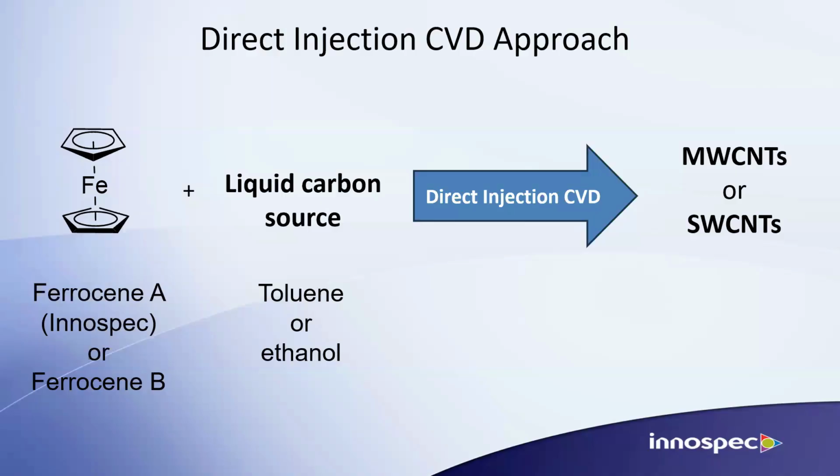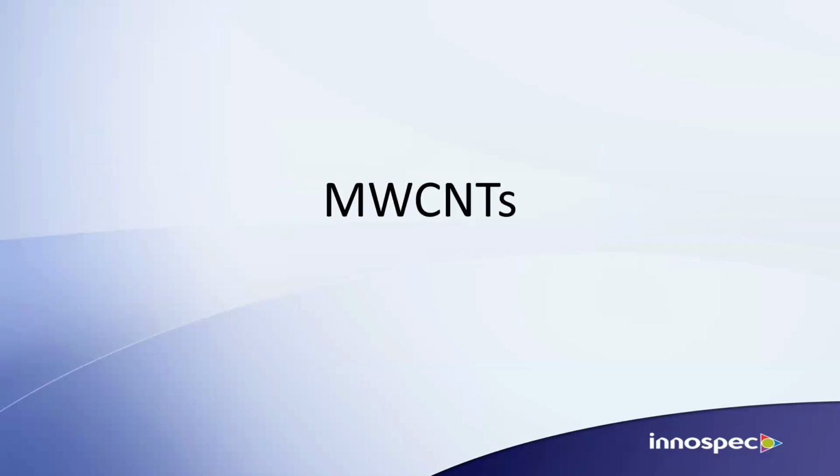the liquid carbon sources. So our study primarily focused on multi-walled carbon nanotube growth, so the most extensive testing has been carried out in this area, and then in contrast our work on single-walled carbon nanotubes is still in its early stages. So first we'll look at the Raman spectroscopy, some SEM images and some thermogravimetric analysis data for multi-walled carbon nanotubes that were produced with the two ferrocene sources using toluene as the carbon source.